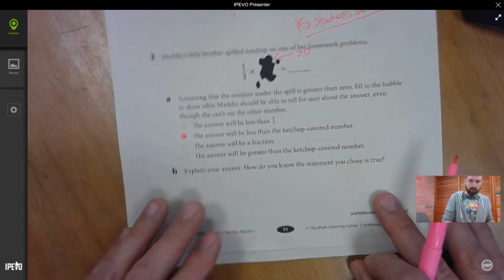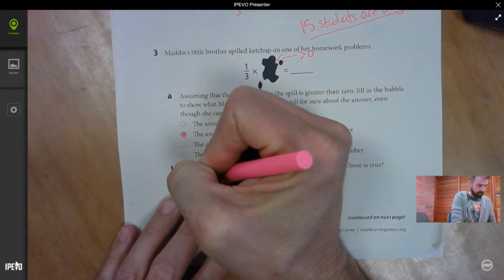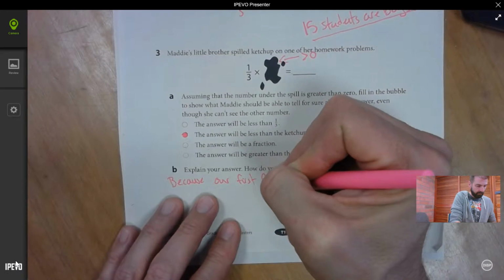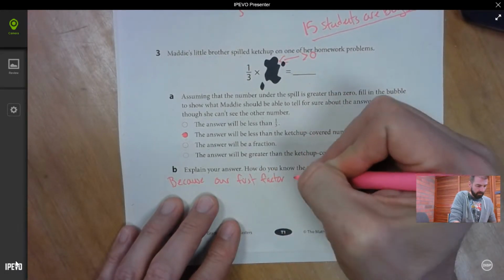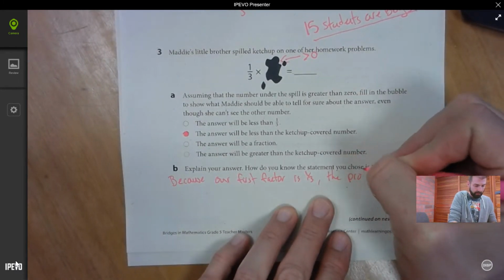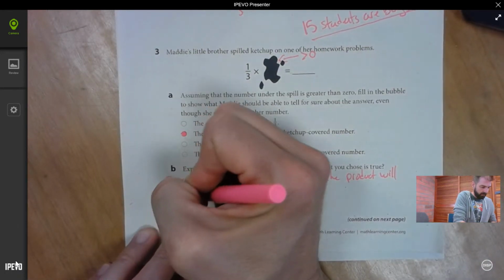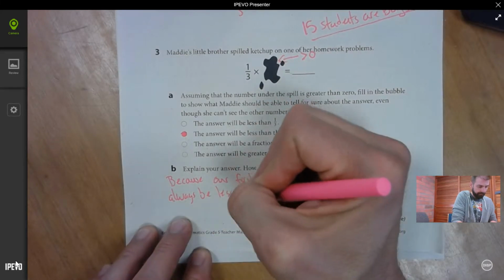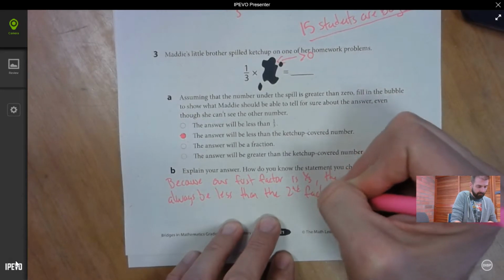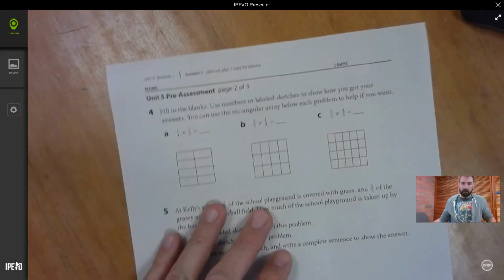Explain. How do you know? Because our first factor is 1/3. The product will always be less than the second factor. Period. Them's the facts. Alright.